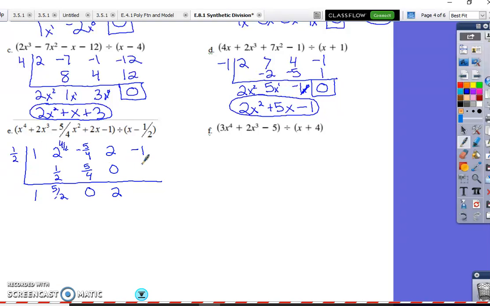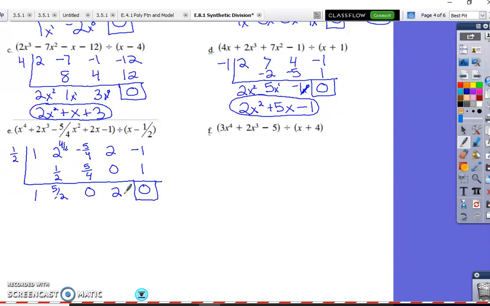2 times 1/2. So this is a 2 over 1 if you need to do that. 2 times 1 is 2. 2 times 1 is 2. So 2 over 2 is going to be 1. And -1 plus 1 is 0. So we still got a 0 remainder. Not as bad as you think. We got to do a little bit with fractions there, but not terrible.